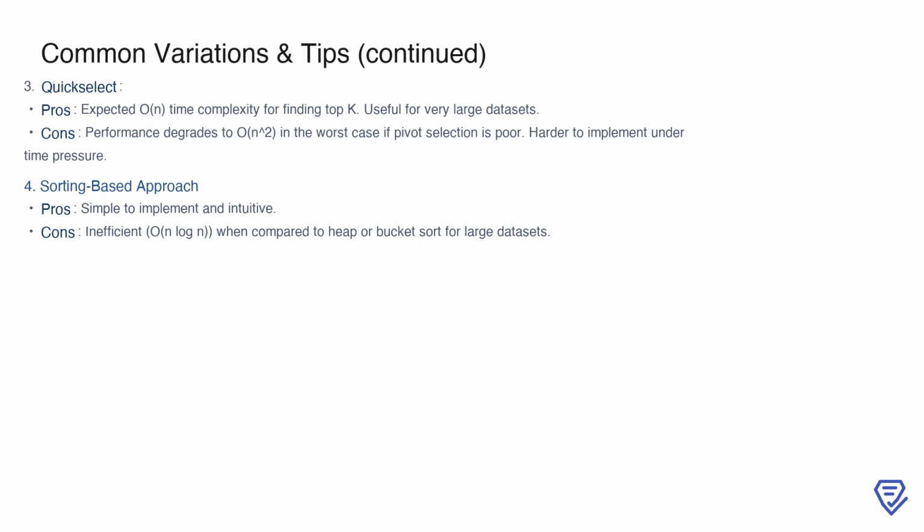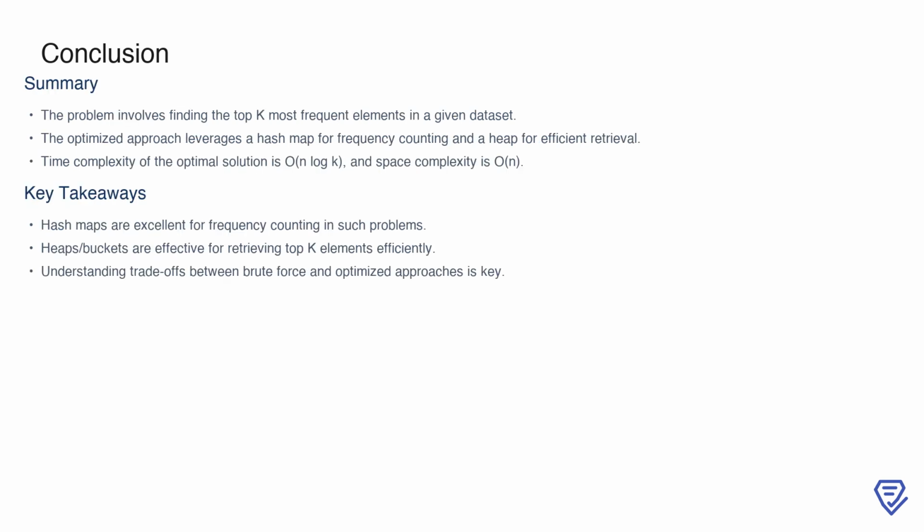Ultimately, the choice of approach depends on the constraints of the problem and the size of the dataset. Each method has its own strengths and weaknesses, and understanding these trade-offs is key to selecting the right solution for a given scenario. Great job! We've successfully tackled problem number 347, top k frequent elements. To summarize, we've seen how to use hash maps for frequency counting and heaps for efficient retrieval. These are powerful tools for solving similar problems.